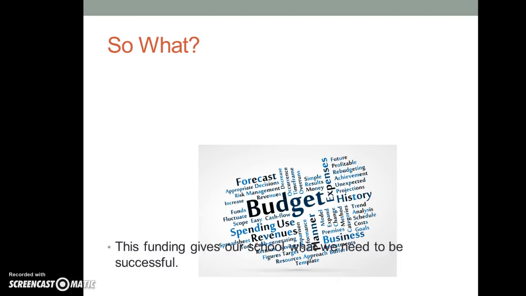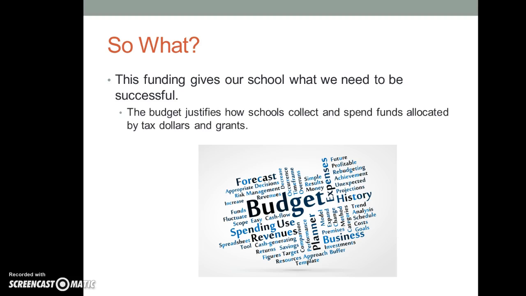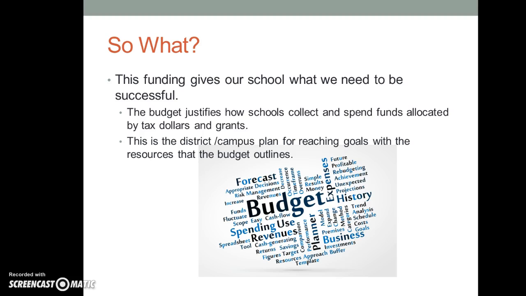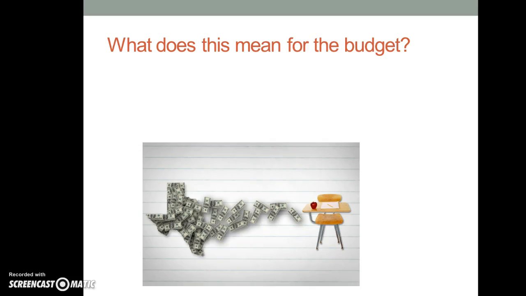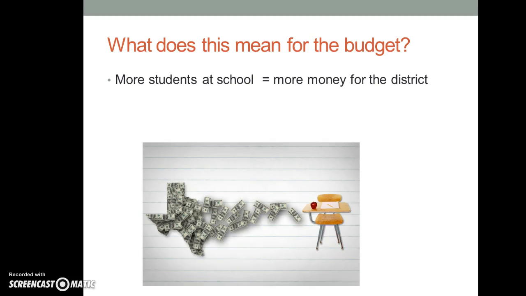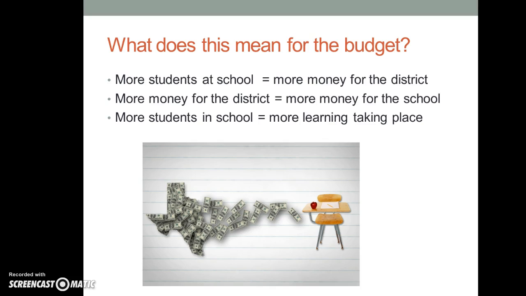So what? What does this mean for us? The funding gives our school what we need to be successful. The budget justifies how schools collect and spend funds allocated by tax dollars and grants. This is the district campus plan for reaching goals with the resources that the budget outlines. What does this mean for our budget? More students at school equals more money for the district. More money for the district equals more money for our school, and more students in school equals more learning taking place.